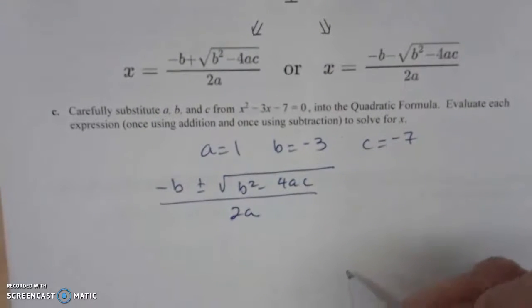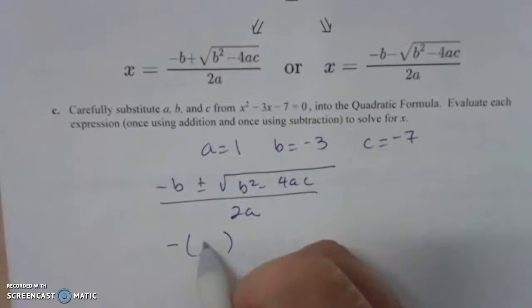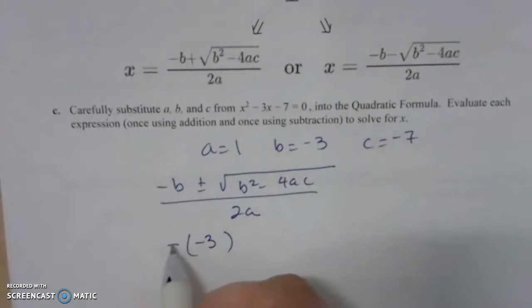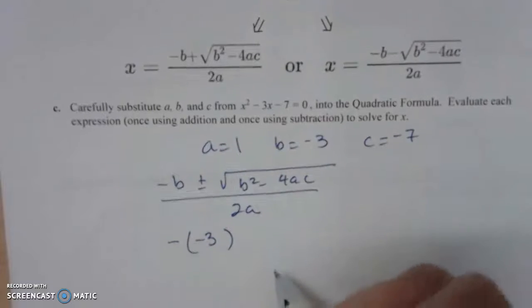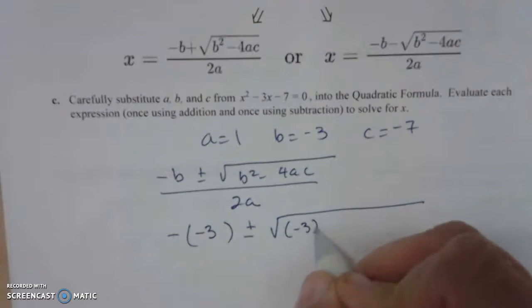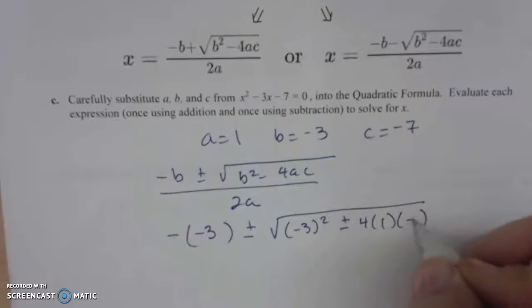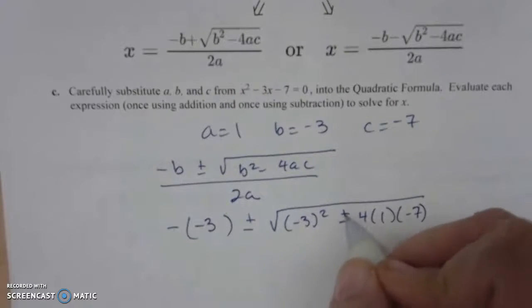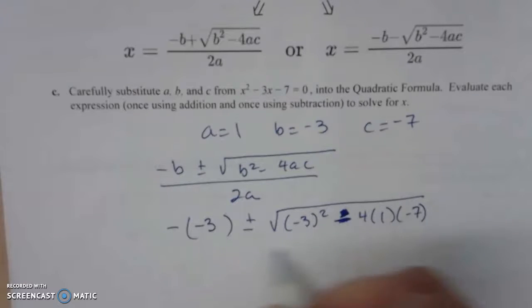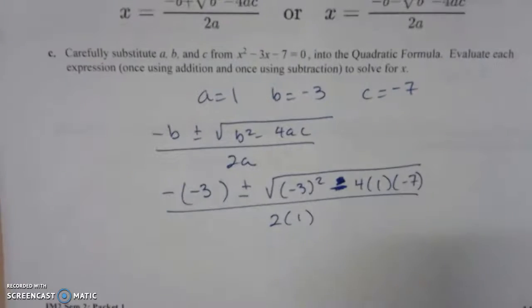So now I'm going to write this with the letters. Negative whatever b is. B is a negative 3, so I'm going to write negative negative 3, even though there's a negative in front, because that negative is not the same as the negative that goes with the b. Plus or minus the square root of negative 3 squared minus 4 times a, which is 1, and c is negative 7. Oh, this is just a minus. I wrote plus or minus. All over 2 times 1. Okay, so now we're going to just simplify step by step.